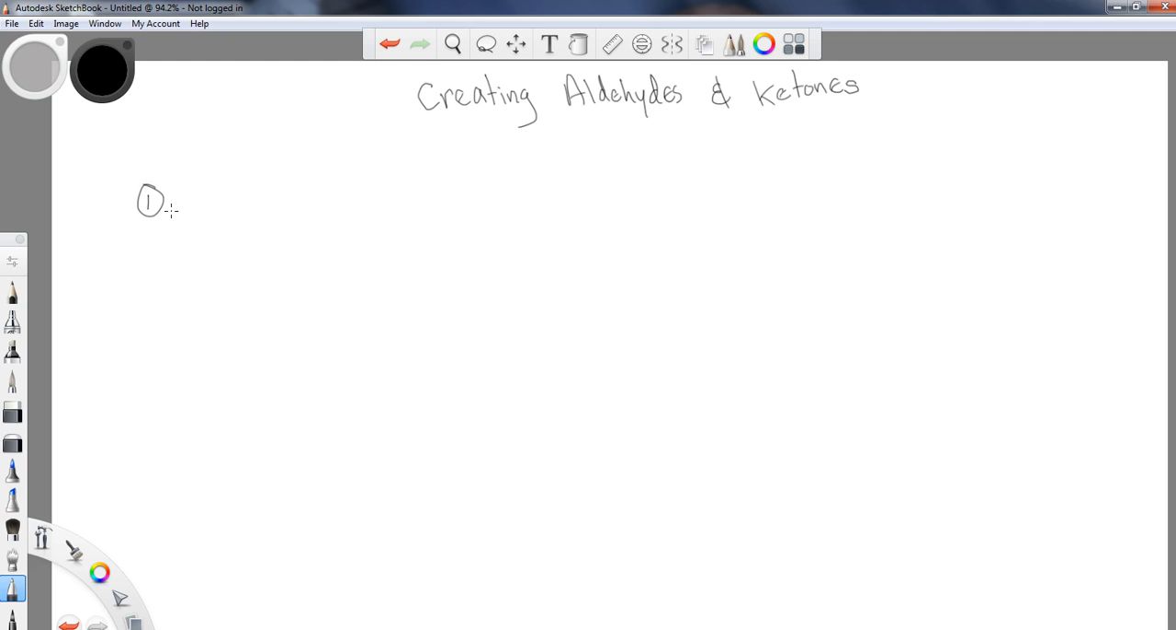One of the easiest ways to create aldehydes and ketones is to oxidize an alcohol. And this was something that we looked at back when we dealt with the alcohol chapter. So if I take an alcohol, a primary alcohol, we'll use ethanol for example, and I would like to turn this into an aldehyde, I need to use a weak oxidation in order to accomplish this. And what I will get is the corresponding aldehyde.